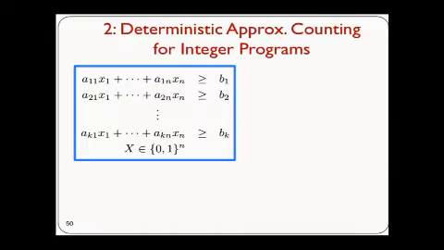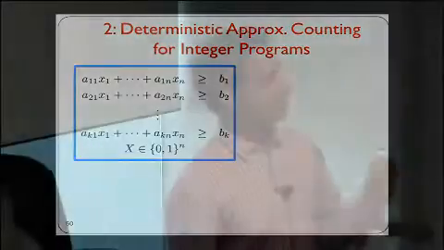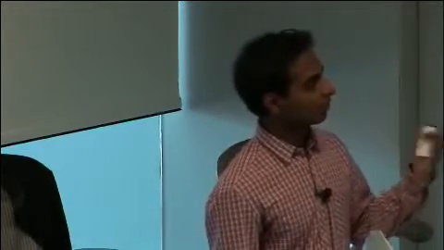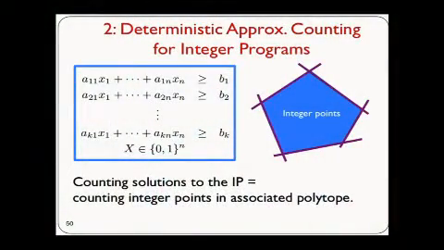And a straightforward application of the PRG is to get deterministic approximate counting algorithms for integer programs. So let's say you have an integer program such as the one shown here, which has n variables and k constraints, and you're interested in approximately counting the number of 0-1 solutions to the program. And this directly corresponds to counting the number of integer points inside the associated polytope.